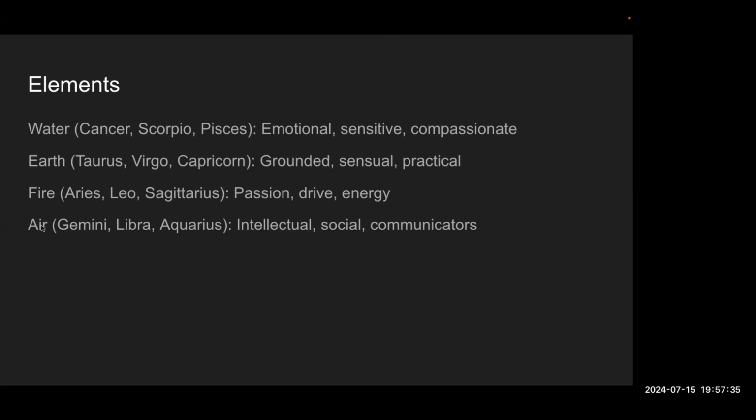And if you have a lot of air in your chart, so Gemini, Libra, or Aquarius, you'll have a lot of intellectual, social, and communicative energy as well. So if you're air dominant, you'll have a lot of these traits be dominant in your chart. If you're fire dominant, like myself, you'll have a lot of these traits affiliated with your chart.